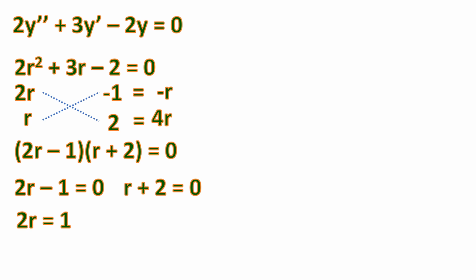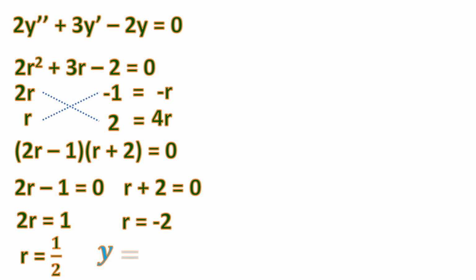We transpose the 1, so we have 2r equals 1, and divide both sides by 2, so r equals 1/2. And for positive 2, transpose, it's -2. Since we now have the roots of our auxiliary equation, now we can write the general solution. So this is how you do it.